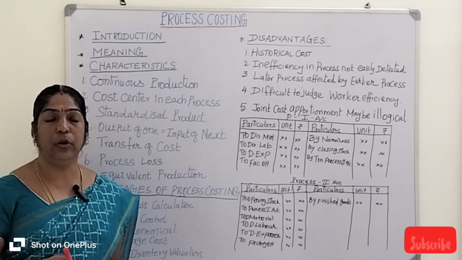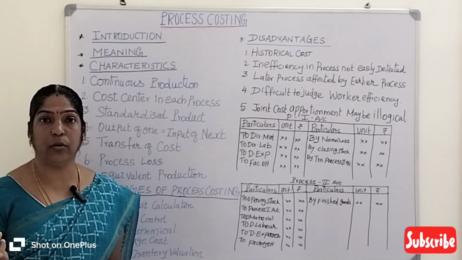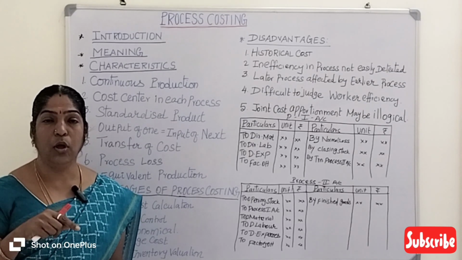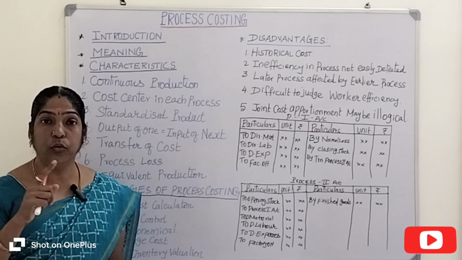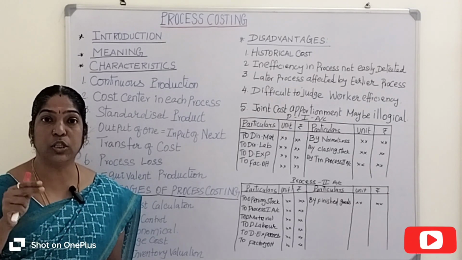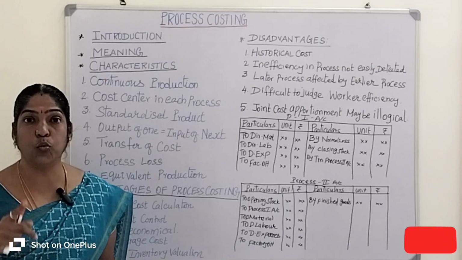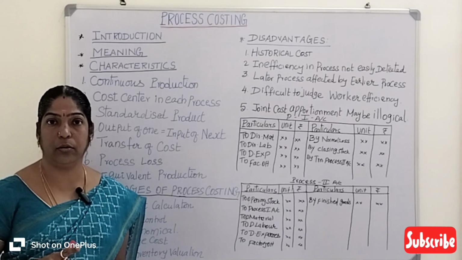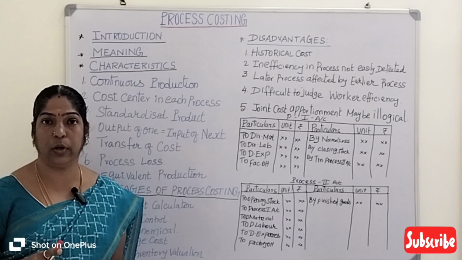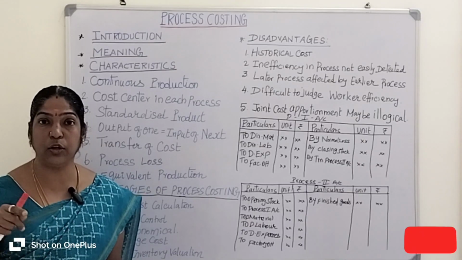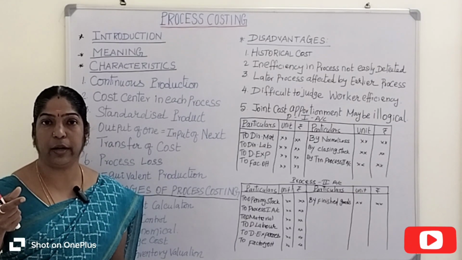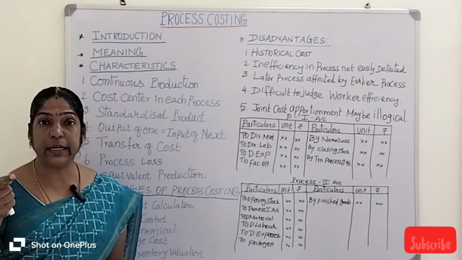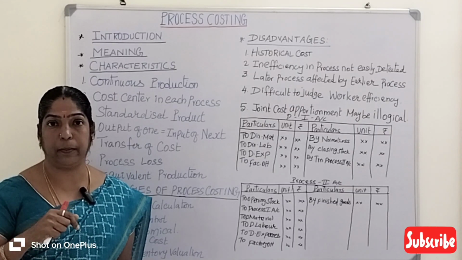Say for example, if you produce a chocolate, you need to know how much cost is needed to produce one chocolate. You need to know how much cost is spent to produce one biscuit or one soap. How much cost is necessary to spend to produce a piece of cake, right? So that is called cost accounting.